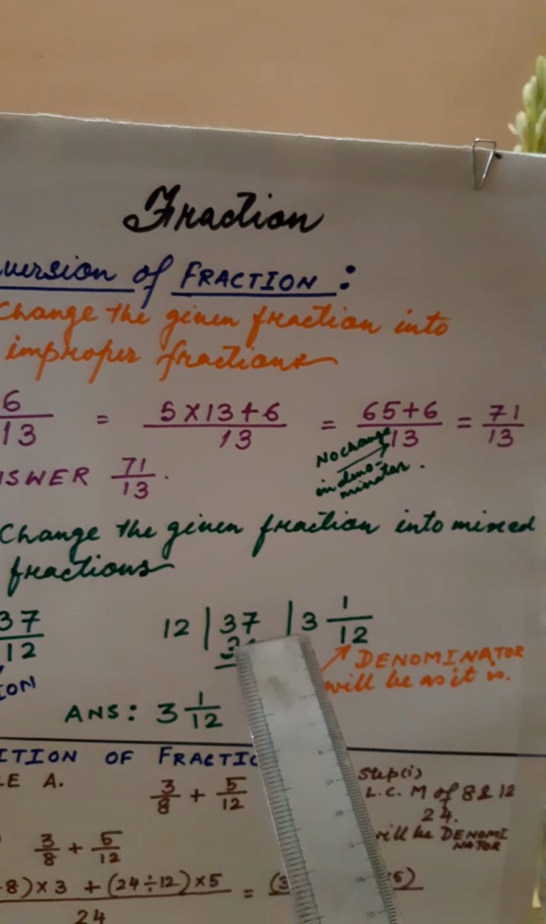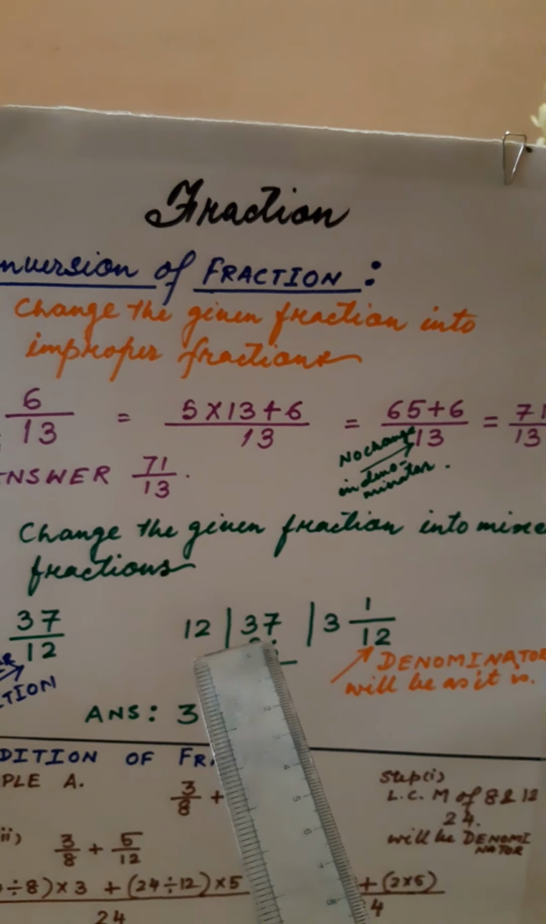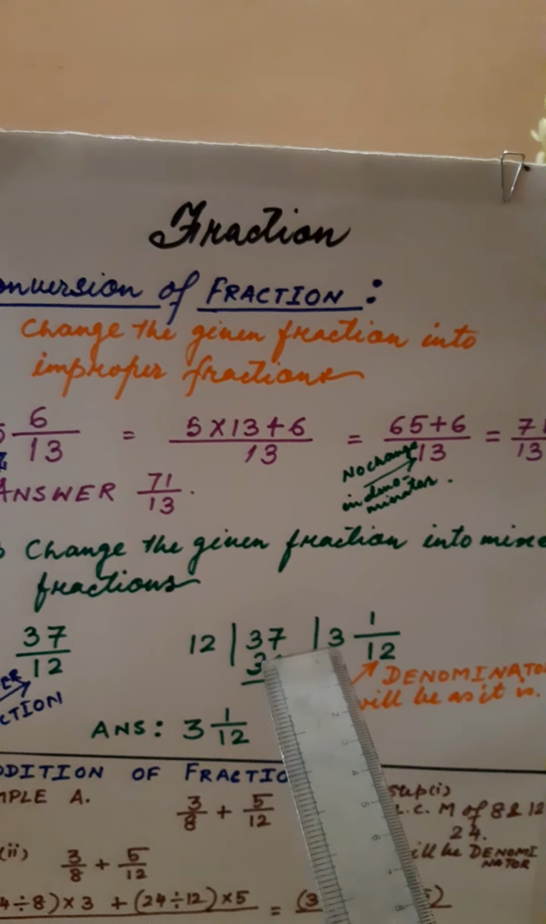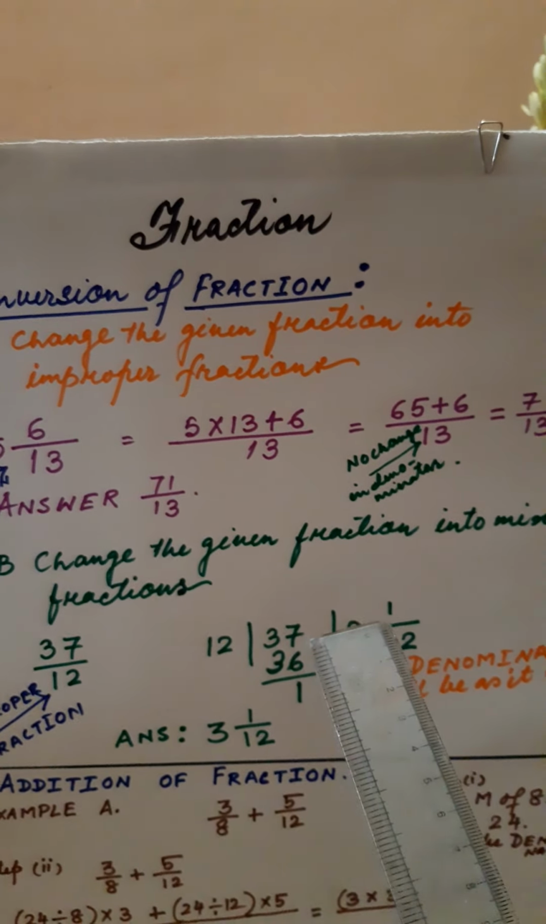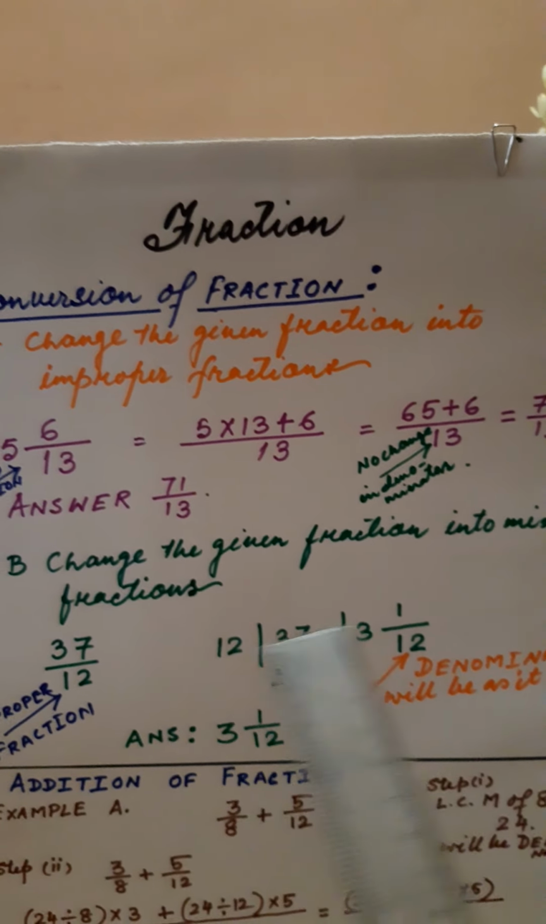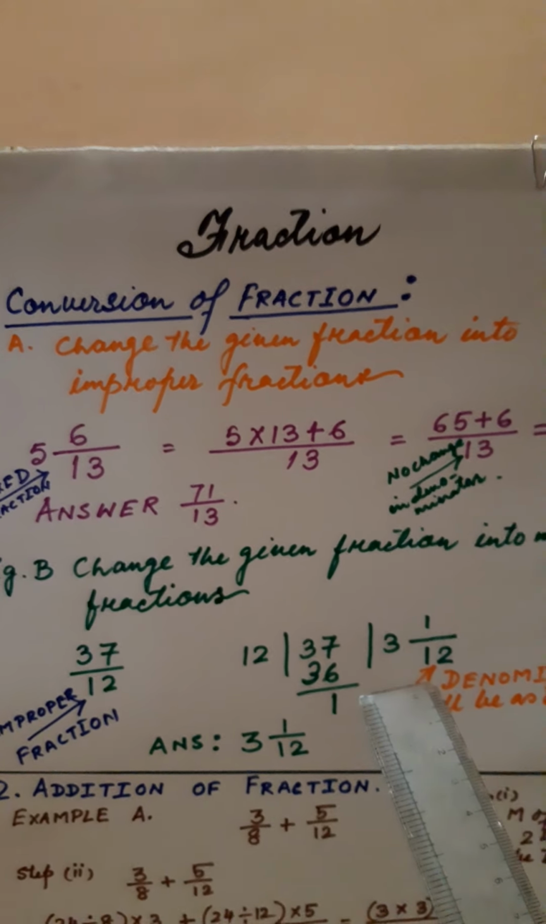Whole number is your quotient. 12, you are dividing 37. Quotient is 3, that is the whole number. Remainder is 1, that is the numerator. And 12, the denominator, there is no change. 3 whole number, 1 by 12.